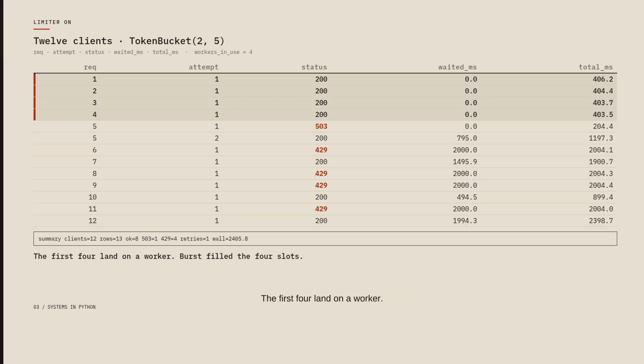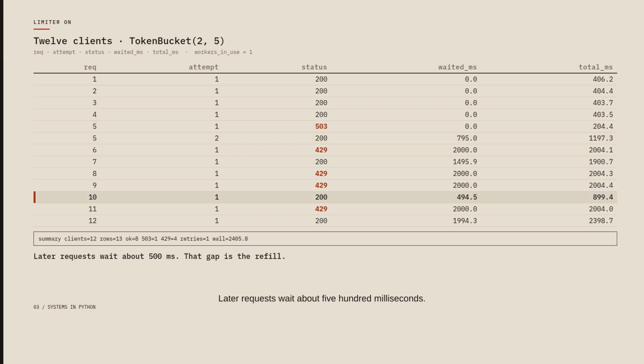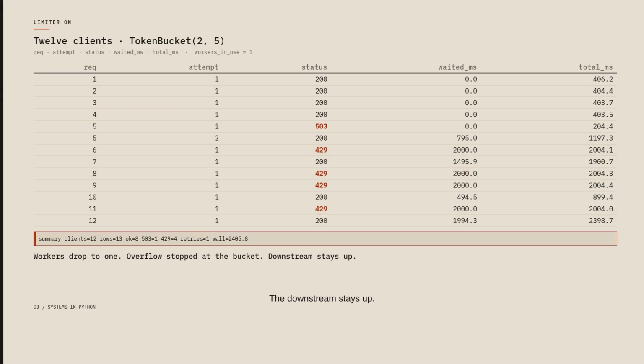The first 4 land on a worker. The 5th spends a token and still hits a busy worker, then waits for the refill. That 5th token into 4 workers is the seam. Later requests wait about 500 milliseconds. 4 late requests hit the 2-second ceiling and we return 429. Workers drop. The downstream stays up.